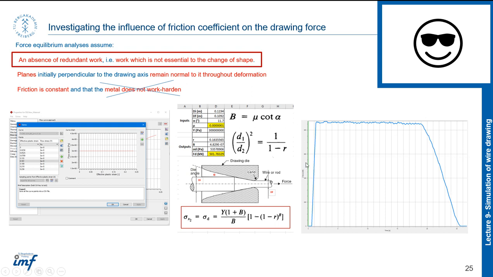This is the maximum. It's about 850, and the force is still 500 kilonewton. So even if we remove this, there is still a big difference between the simulation and the analytical approach, which is mainly related to this option, because we are not considering the redundant work in this calculation, but in the simulation it's fully considered.